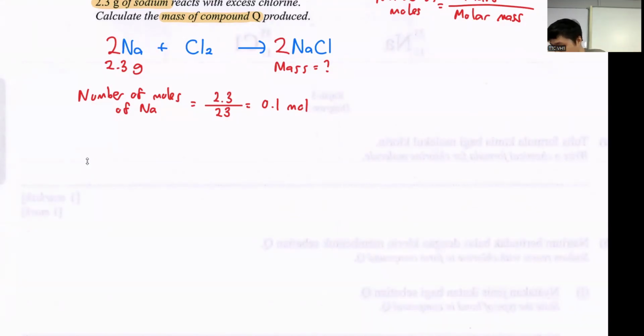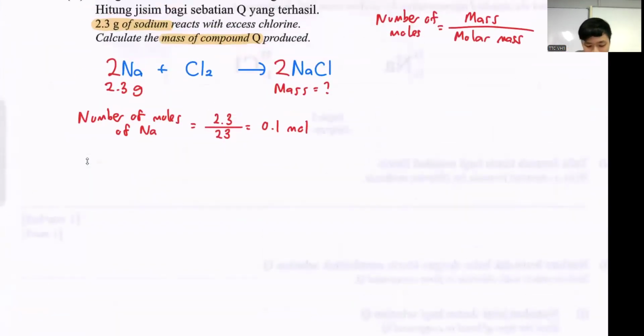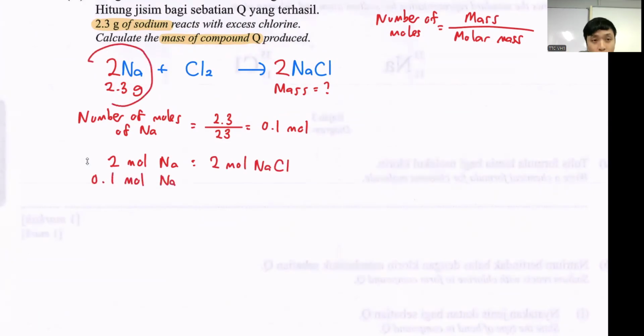In this case, you then get the mole ratio. Literally 2 marks only. The ratio is the same: 2 mole of Na produces 2 mole of NaCl. That's why 0.1 is also the same. The ratio of sodium to sodium chloride is 2 to 2, so you also get 0.1 for each.